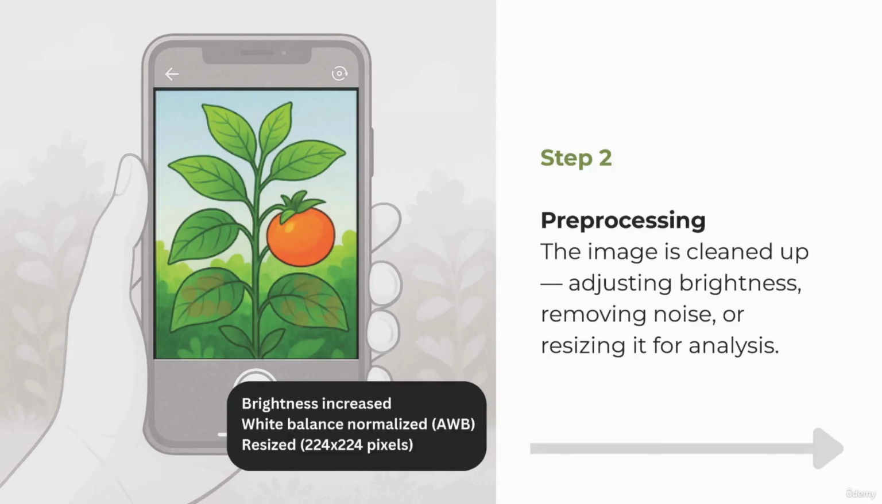The next stage is preprocessing. The image is cleaned up, adjusting brightness, removing background noise, or resizing it. This makes sure the photo is clear enough for AI to understand.